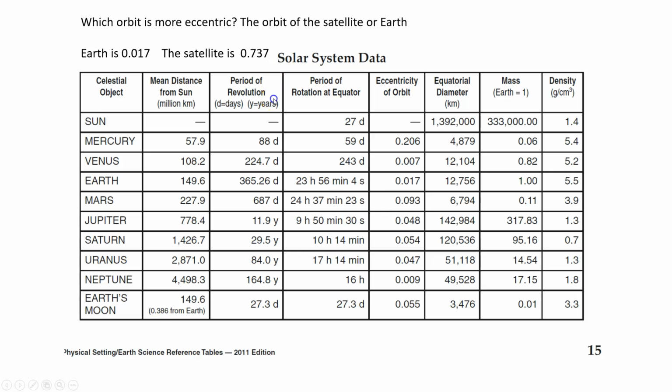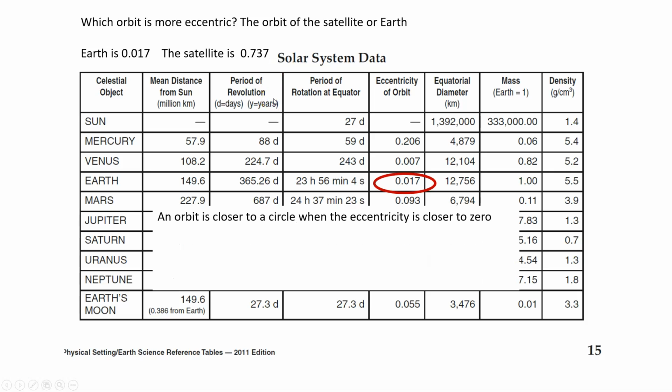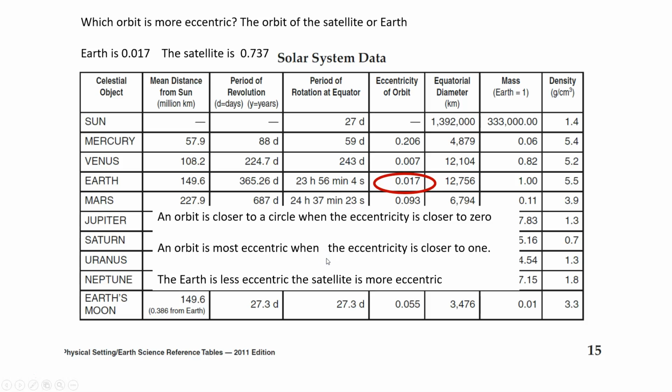Now, if we take a look at which orbit is more eccentric, the satellite of Earth or the Earth going around the sun, we take a look at Earth, it's 0.017. The satellite is 0.737. So therefore, if we take a look at this on the chart, we're going to see which orbit is closer to 0, which one is closer to 1. The one that's closer to 0 is Earth, so therefore that is the least eccentric, and the one that is closer to 1, the satellite, is more eccentric.